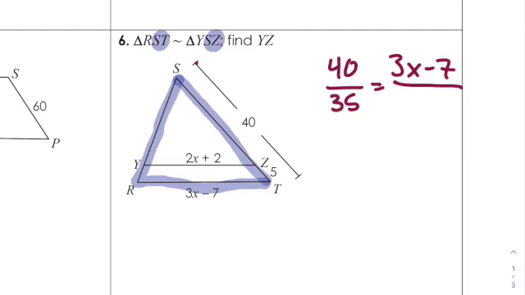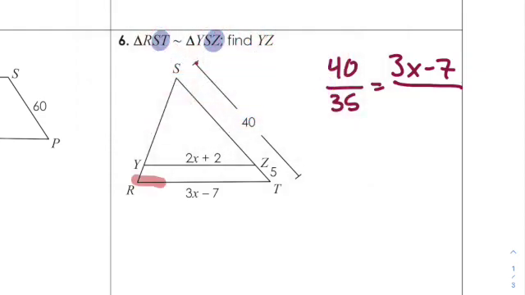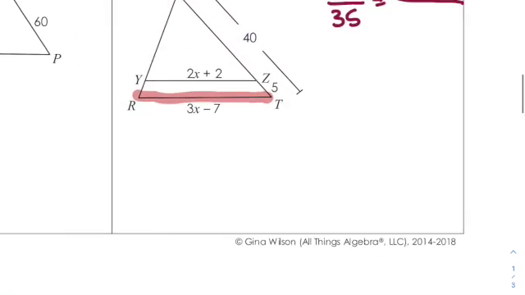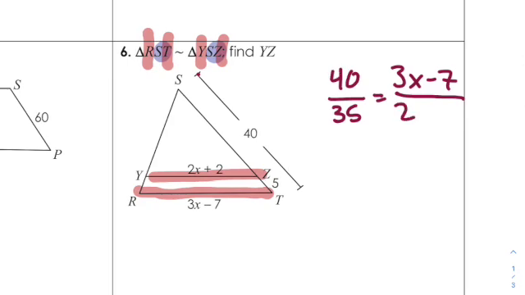And then, of course, sorry, I'm trying to get it together. So 3x minus 7 was RT. RT was first and last. YZ is first and last, which is 2x plus 2. So we're going to put those over each other, and then you just start solving for x. I just wanted to go over how that was set up.